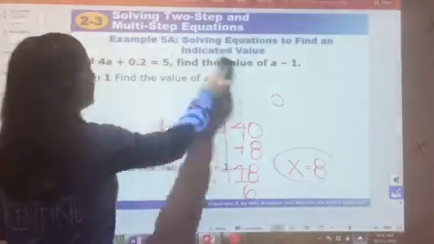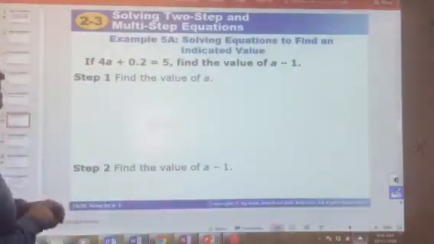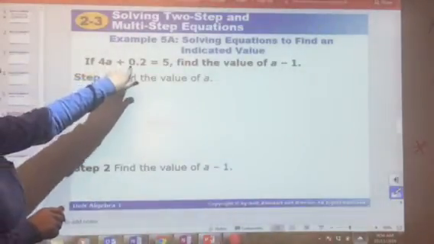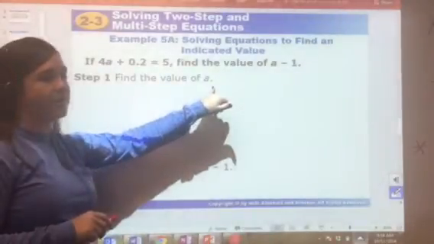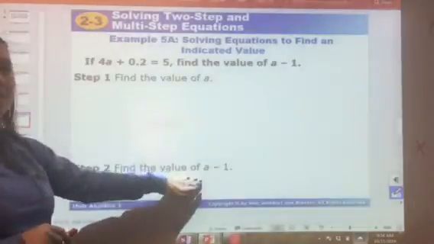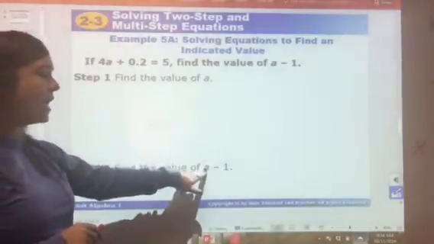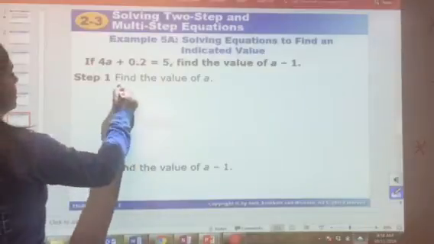Okay, so this one's a little bit different. We're going to do what we've been doing, but this time, first it says if 4a plus 0.2 equals 5, so my first step is I'm going to figure out what the value of a is. Then I'm going to plug it into my other equation. Then they want me to figure out, now that I know a, what would that number minus 1 equal?